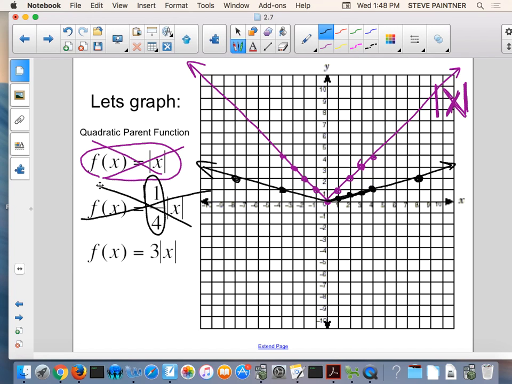It's going to be a stretch. Bigger than 1, it's got to be a stretch. So we're going to multiply all the y values by what? 3. Okay, let's do it.